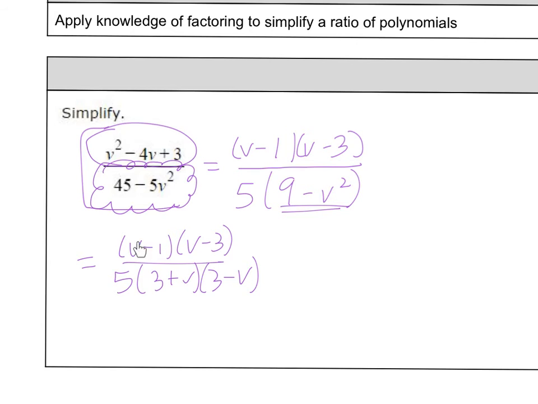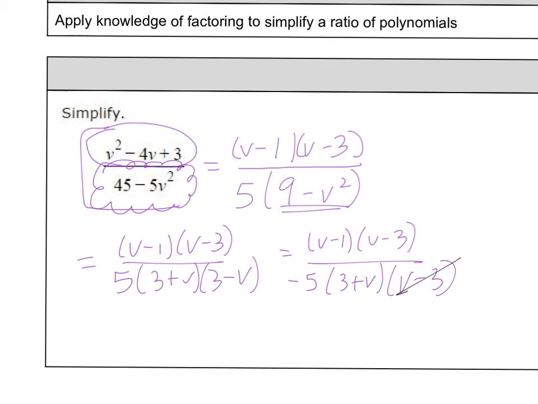And now what I'm looking for is something on the top and something on the bottom that are identical. But nothing's identical. These are the closest thing to being identical, and here's where that beginning of the video comes into play. I can rewrite this part of things. I can pull a negative out and put that negative way up over here, and then rewrite this part as v minus 3. So the numerator would have a v minus 1, v minus 3, that'll be untouched. I'm going to pull this negative out of here and put it in front to have a negative 5, 3 plus v, v minus 3. And now that these are the same, they can be crossed off, and the simplified version of this expression would be v minus 1 over 5 times 3 plus v.